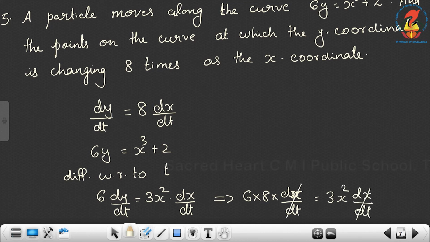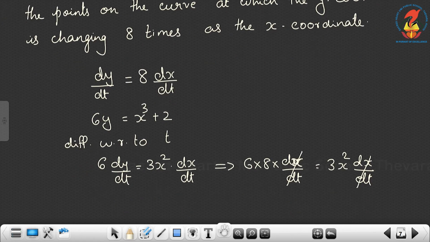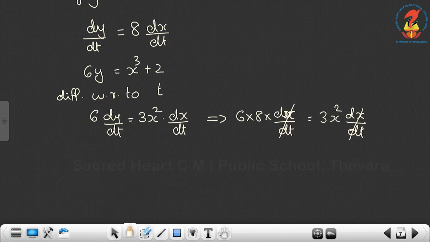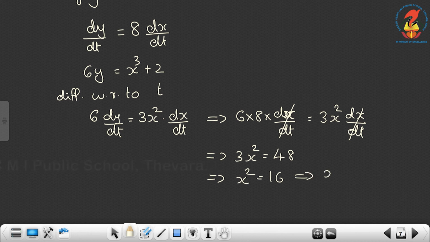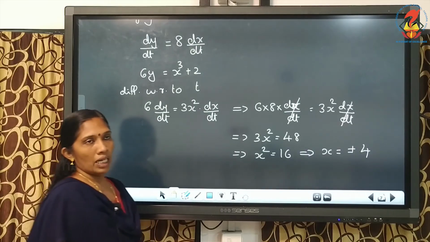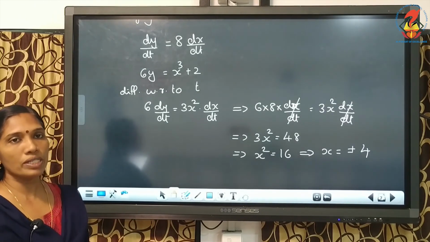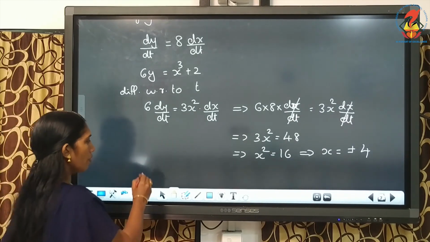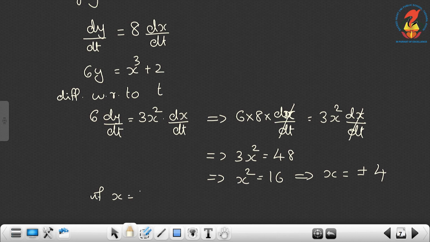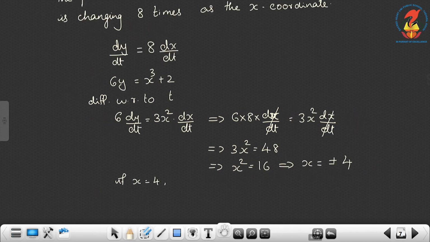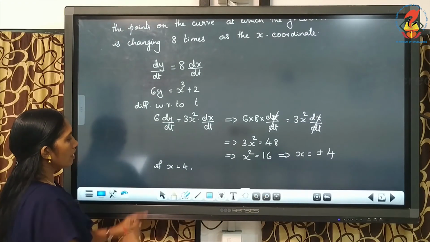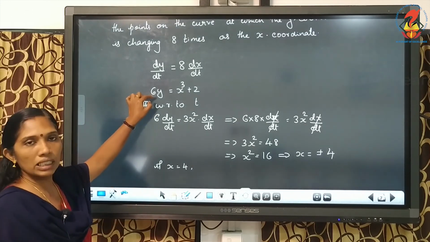Dx by dt cancel. So 3x square is 48, or what is x square? 16, or which implies x is equal to plus or minus 4. And the question is, we have to find the points on the curve. So if x is 4, what is y? Points on the curve means we have to substitute this x in the curve.